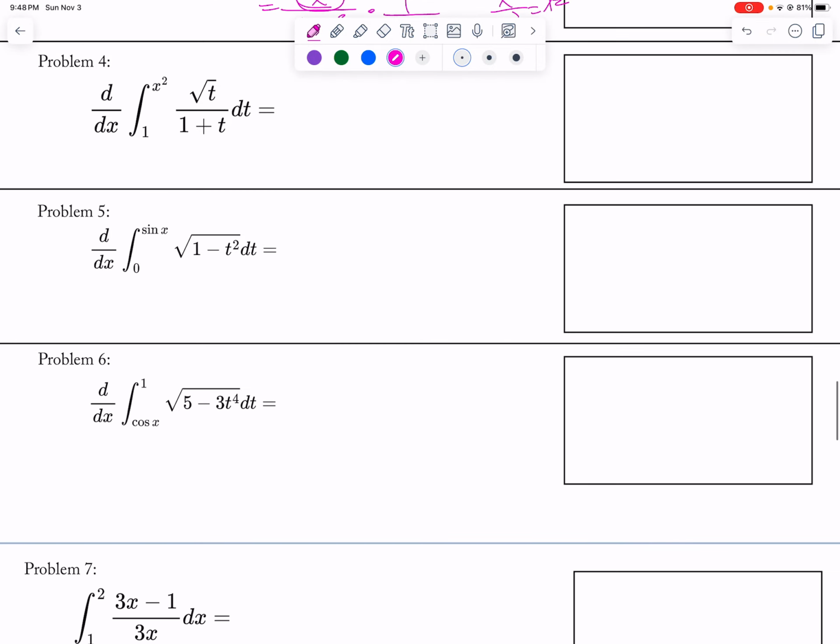All right, and then here, this is root 1 minus sine squared x times the derivative of sine of x, which is cosine of x. So this is cosine x root 1 minus sine squared x.